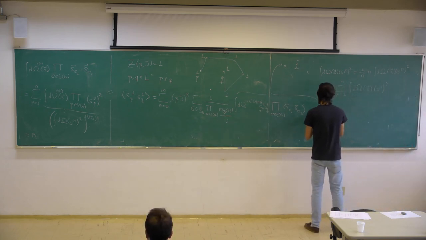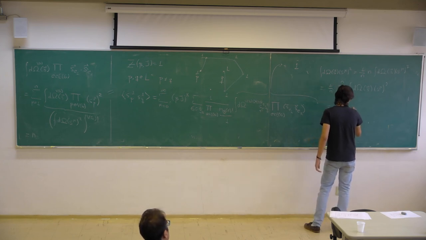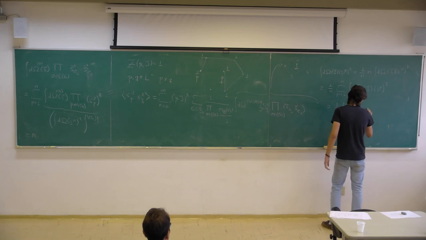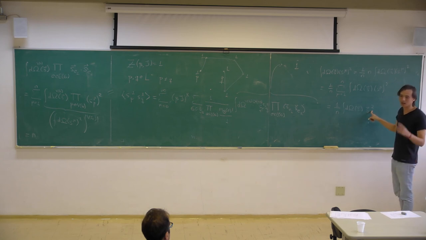And now this equals 1 over n times the integral over omega of s, of s squared, right? I bring the sum inside. And for s squared, I had the magnitude of s fixed at the square root of n. So the magnitude of s squared is going to be n.